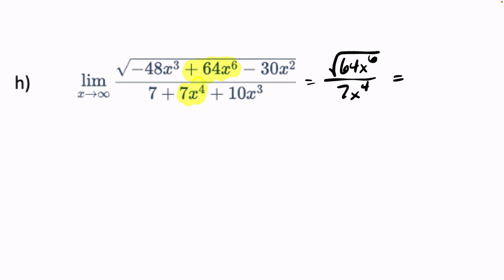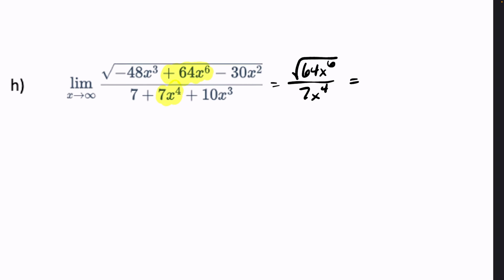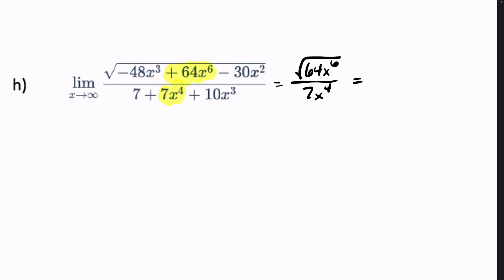Okay. So on top, the biggest power is 6, but it's got a square root with it, right? So 64x to the 6. The bottom is 7x to the 4. Those are the biggest powers, right? The rest of it, I don't care about. I'm just focusing on the powers. Okay, so I need to simplify first. Before I do bottom heavy, top heavy, equally distributed, I have to simplify.